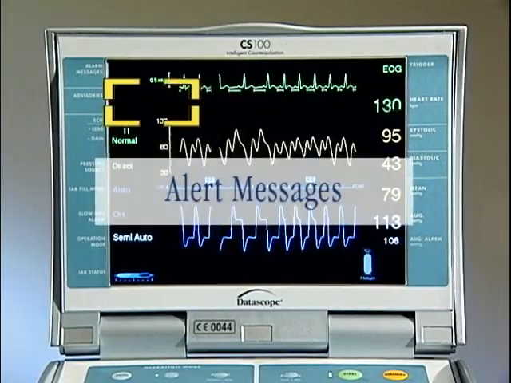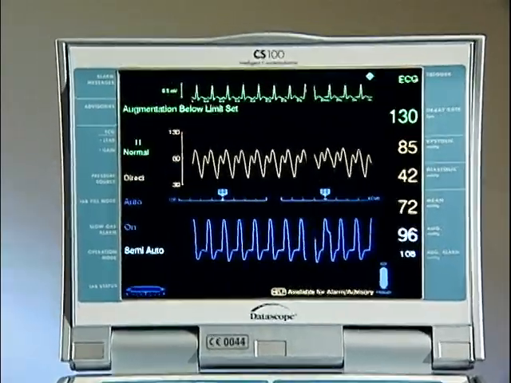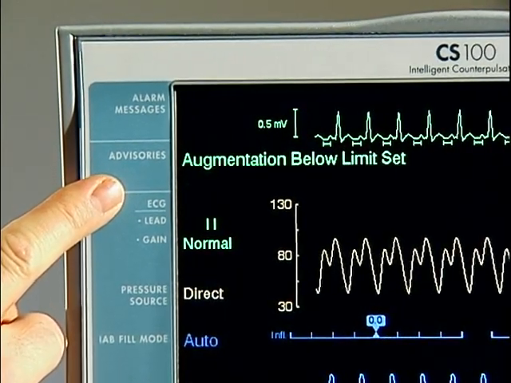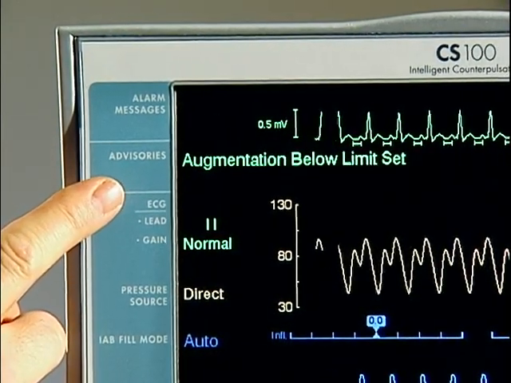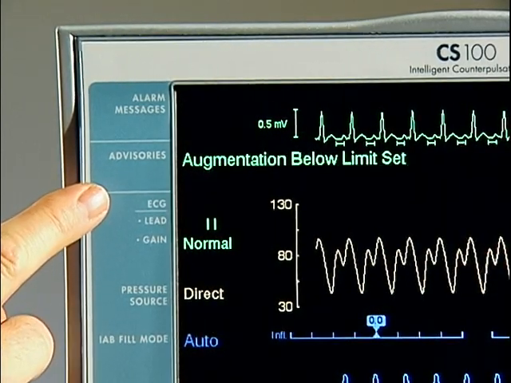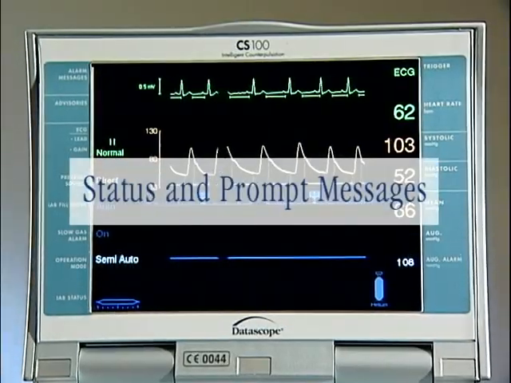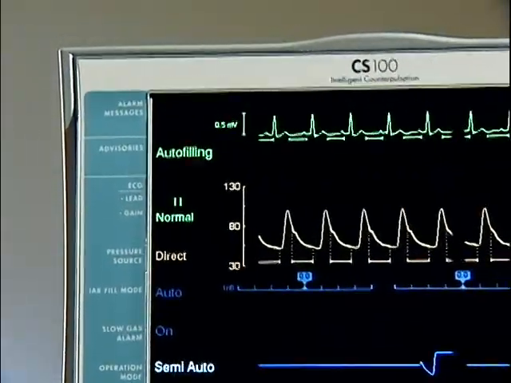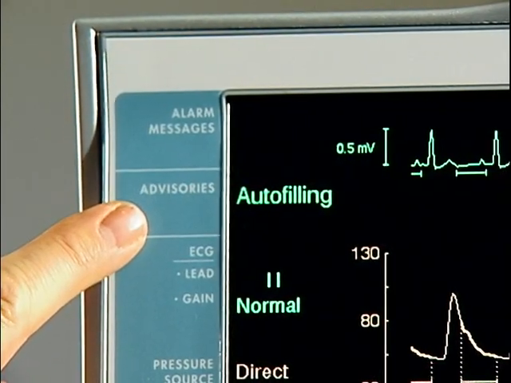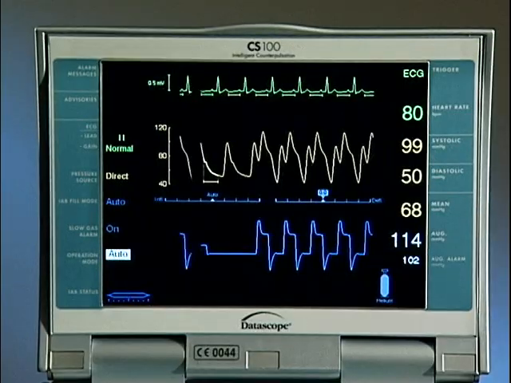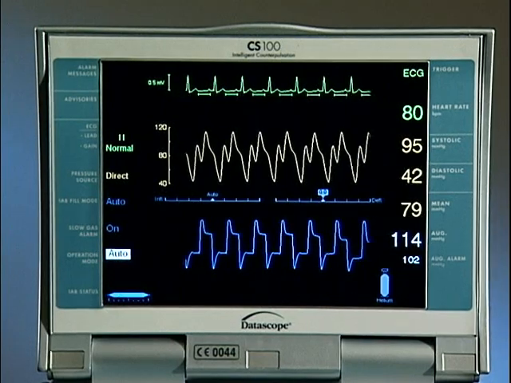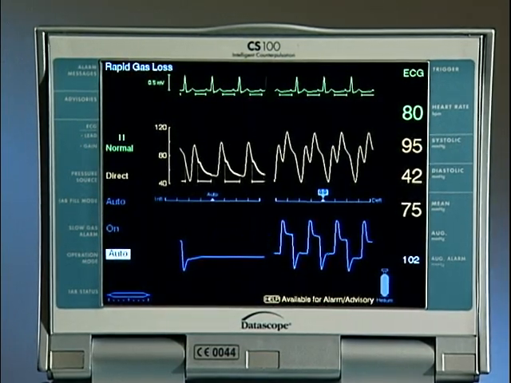During alert conditions, however, IAB pumping is not suspended, but a double beep tone signals the operator that immediate corrective action is required. Concurrently, an alert message is displayed in the advisory section here on the monitor screen. Status and prompt messages do not sound a tone and are merely advisory in nature. Status and prompt messages are also displayed in the advisory section of the monitor. Because of their seriousness, all alarms immediately suspend IABP assist and sound a steady alarm tone.